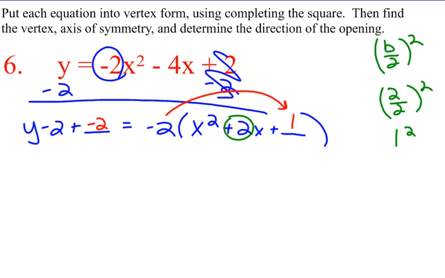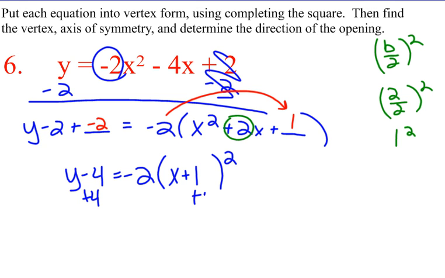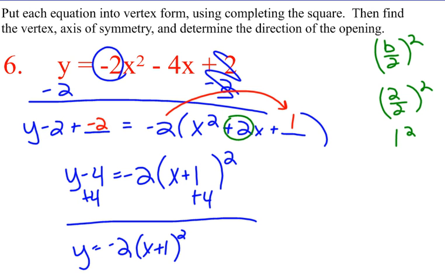Now, I go ahead and add these numbers together. Y minus 2 plus a negative 2 would be y minus 4. Keep my negative 2 here, and I'm going to factor. Factors of 1 when added together make 2 are 1 and 1. And that would be, since I get the same thing twice, x plus 1 quantity squared. My last step then is to add 4 to both sides. So I have y equals negative 2 times x plus 1 quantity squared plus 4.